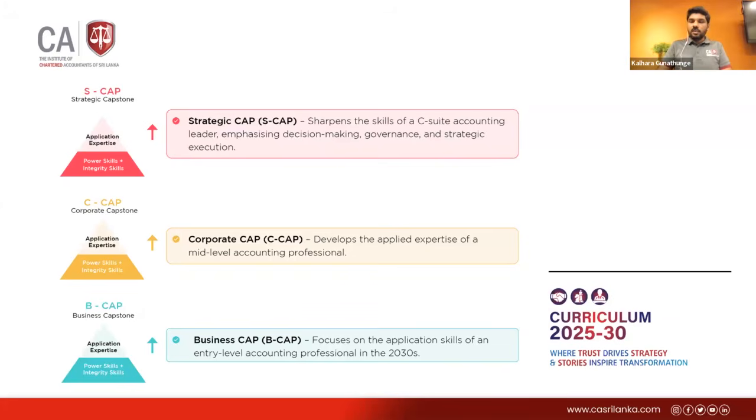In our curriculum structure from business level to strategic level, we have three capstones. At business level, we are mainly focused on the application skills that are required for an entry level accounting professional. At the corporate level, we are looking at mid-level accounting professionals, and the application expertise they need in a practical environment. At the strategic capstone, we are looking at a C-suite accounting leader. This is the progression from business level to strategic level.